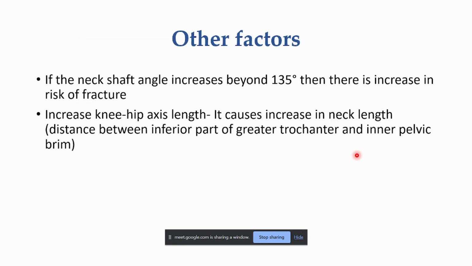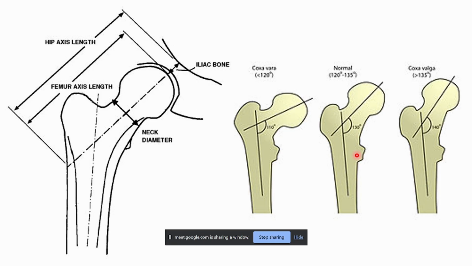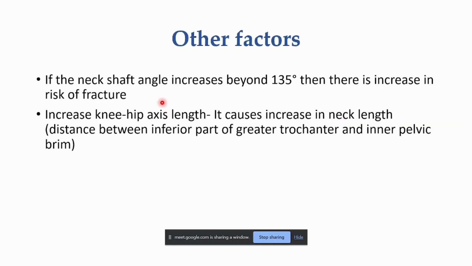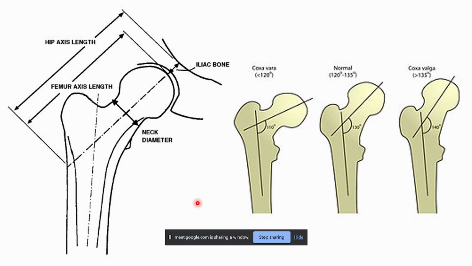Other factors include increasing the neck shaft angle beyond 135 degrees, due to which there is increased reaction force between the femur and the hip joint. Also, if there is an increase in hip axis length, it causes an increase in the length of the neck, and as the neck is the thinnest part of the femur, it increases the risk of fractures.